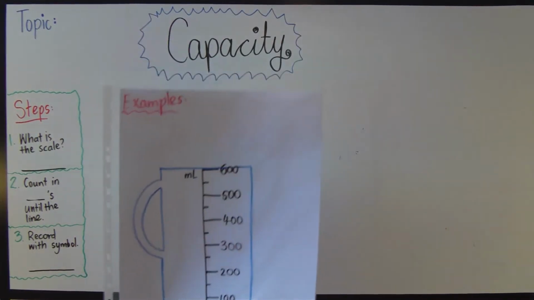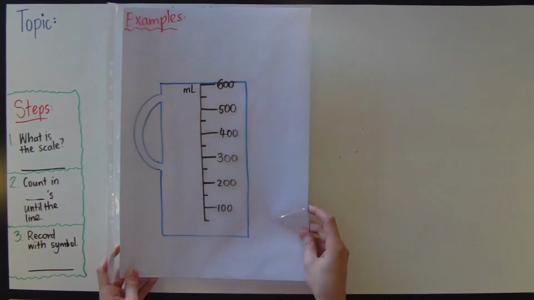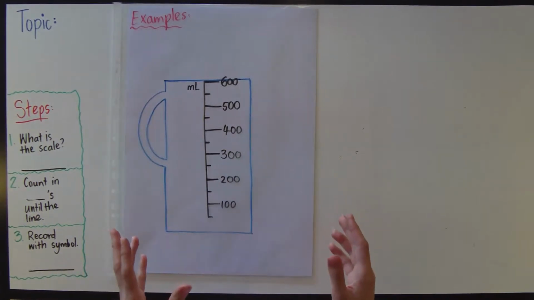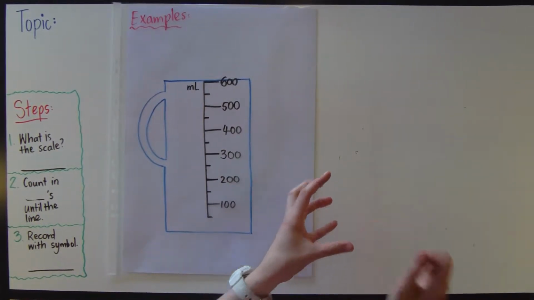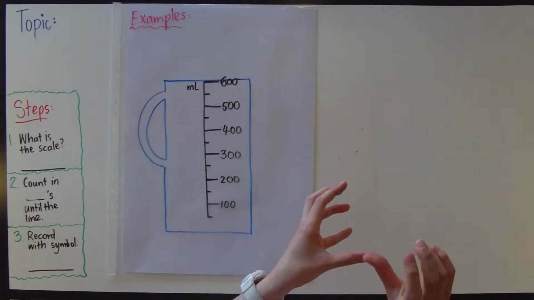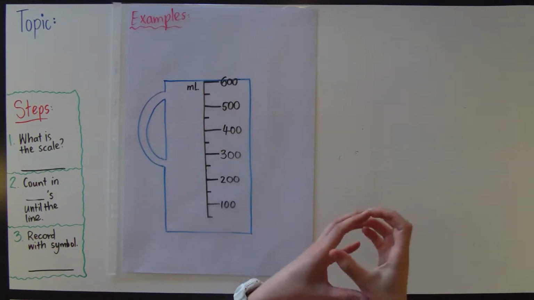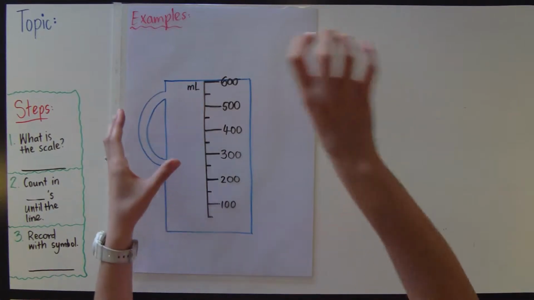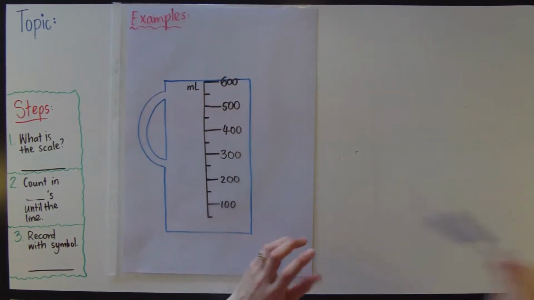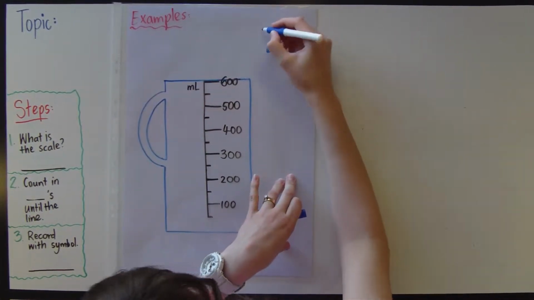Alright, so now we're just going to look at some examples on how we can actually measure capacity. Usually when you're trying to find the capacity of an object, you would pour the water into the object you want to find the capacity of, all the way to the top of the object, and then you would pour all of that water into a measuring jug, similar to this one that I have drawn here.